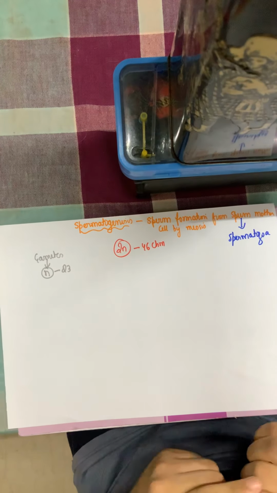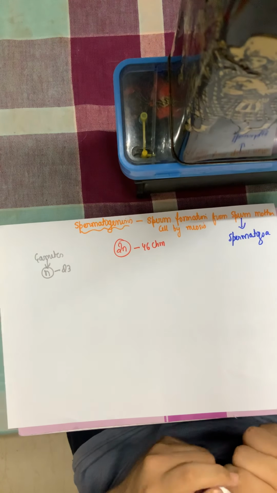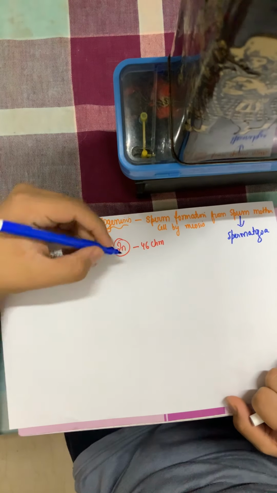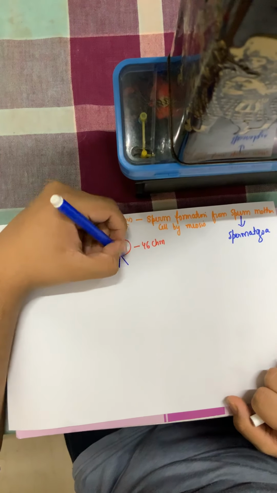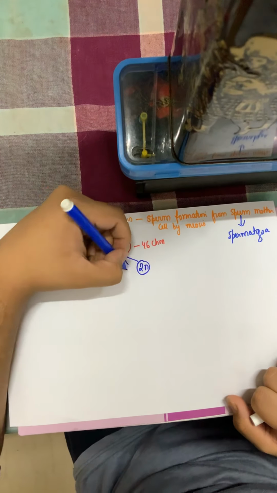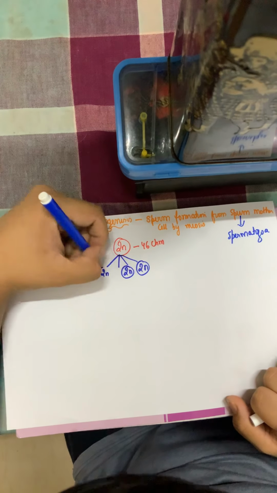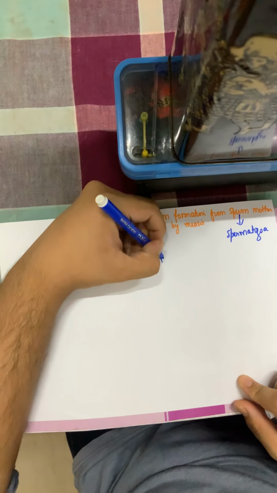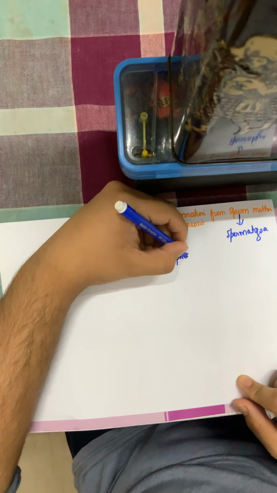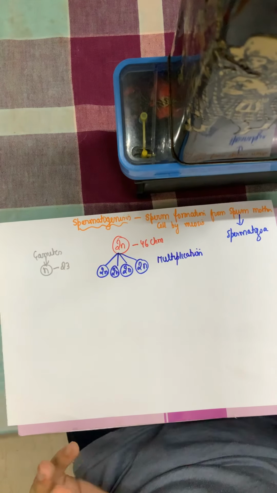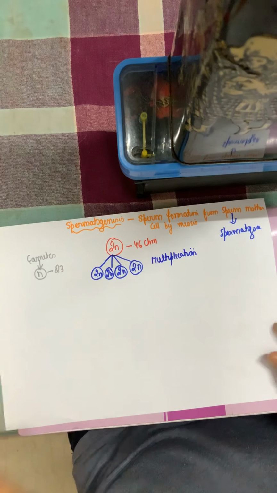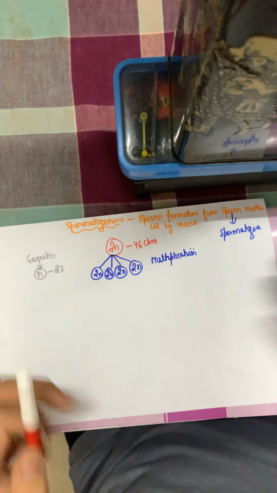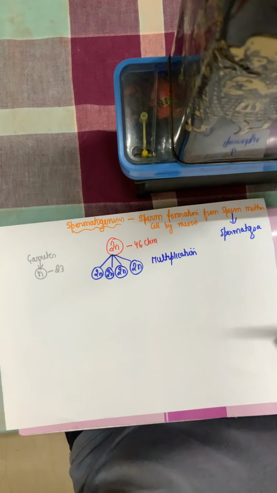So I have 2n, which is 46 chromosomes, in the sperm mother cell. The first step of any cell division is multiplication of the mother cell. So the 2n mother cell will multiply to form many 2n mother cells. Okay, many of them. I am just showing 4 here. Many of them will be formed, and this process will be called multiplication, or differentiation of cell. And why is this multiplication important? So as to form more gametes, because there are more mother cells, so more sperms will be formed.